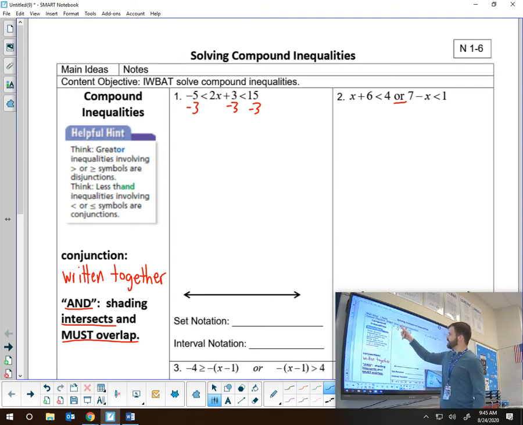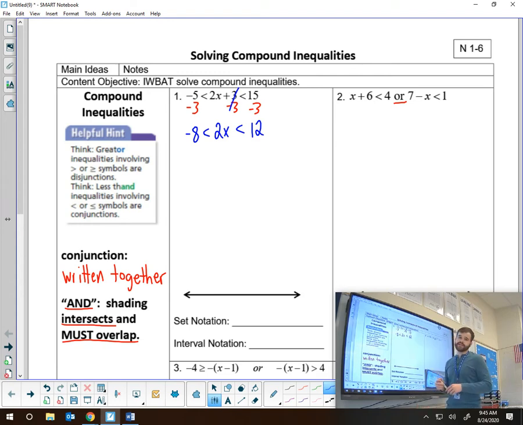So we would go -5 minus 3 is -8. And then 3 minus 3 is 0, so we're just going to have a 2x here in the middle. And then 15 minus 3 is 12. So it's as simple as that. What you do to one side, you do to all of your sides. And at that point, it's as easy as a regular inequality to solve.